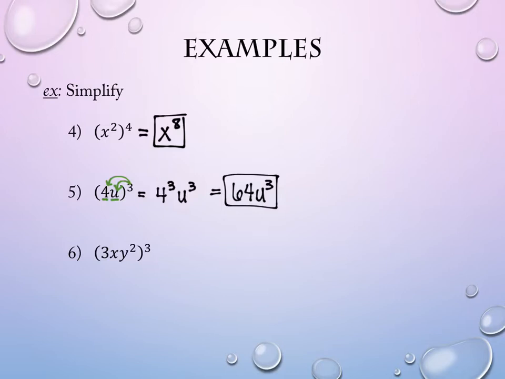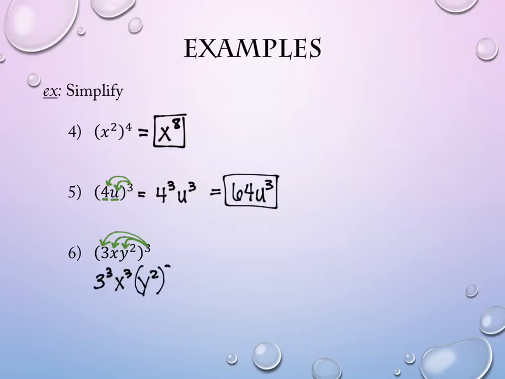Okay, 6 is the first one that has multiple properties in the same problem. What properties do you see happening on number 6? Property number 3. There's another one too. Property number 4. Yeah, so property number 4 is sort of the overarching one. I've got an exponent on the outside and it needs to distribute to each of the pieces inside. So this 3 will distribute to the 3, the x, and the y squared. So I'm going to write that out. If you don't need to see that written out, that's okay.